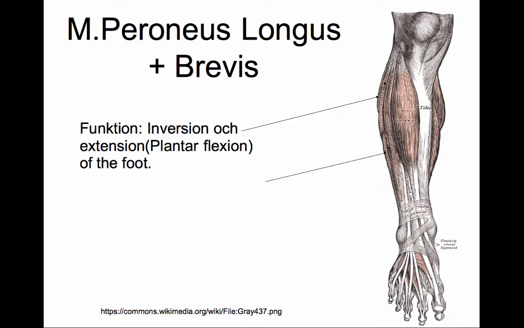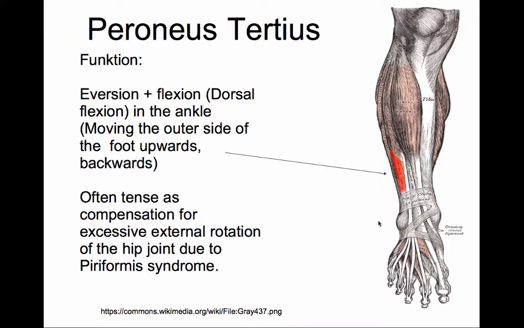The M. Peroneus longus and brevis, they have the function of inversion and extension, plantar flexion of the foot. So they make the foot a similar action to Tibialis Anterior, except the plantar flexion, it makes you go on toe and you turn the toe inwards.